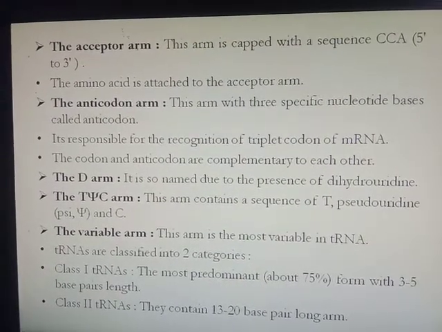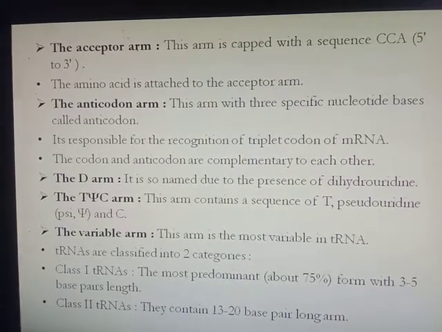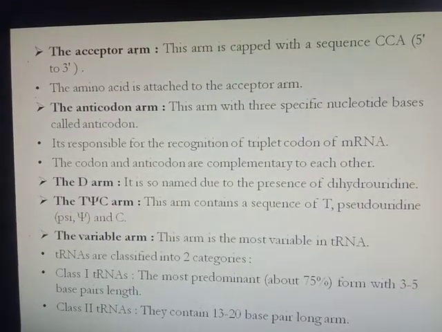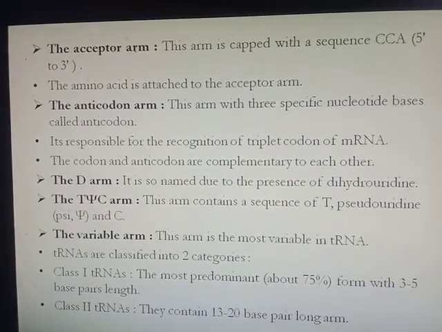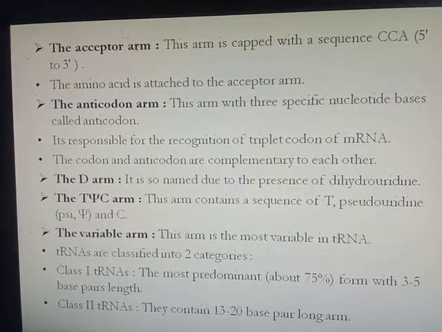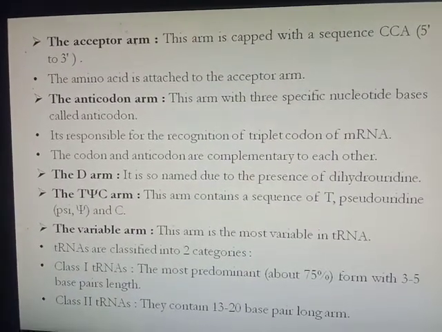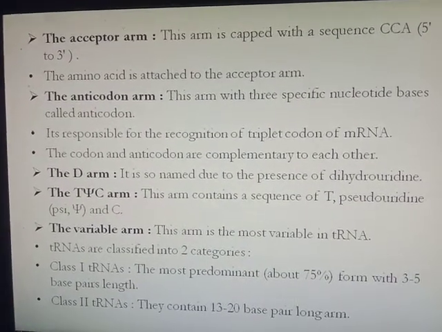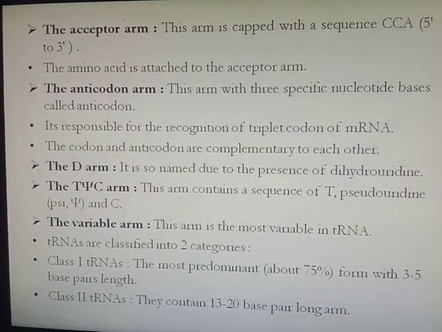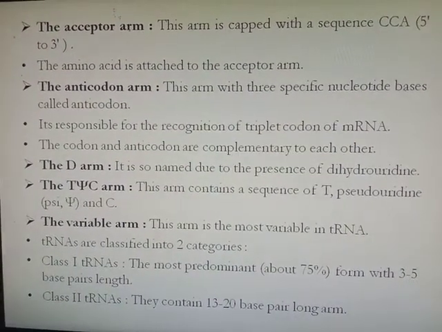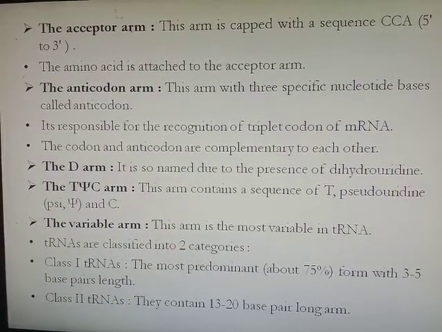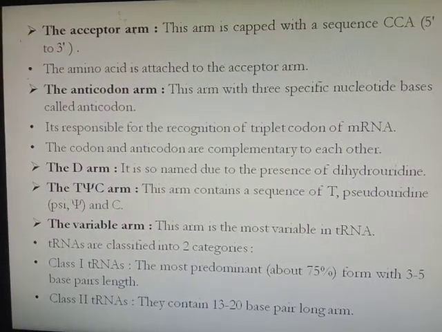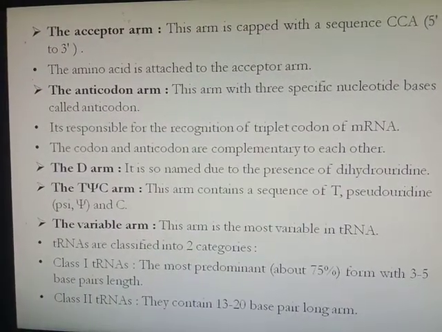Then the anticodon arm. This arm contains 3 specific nucleotide bases called the anticodon. It is responsible for the recognition of the triplet codon of mRNA. So the anticodon arm recognizes the codon on mRNA. Due to this recognition, the acceptor arm then transfers its amino acid to the next amino acid during peptide synthesis. Then the D arm, named due to the presence of dihydrouridine in that arm. Then the T psi C arm. This arm contains the sequence of thymine, pseudouridine and cytosine.